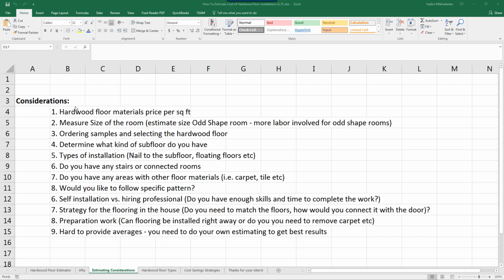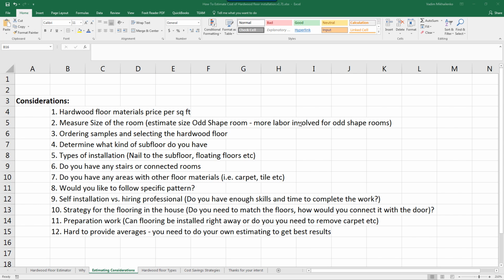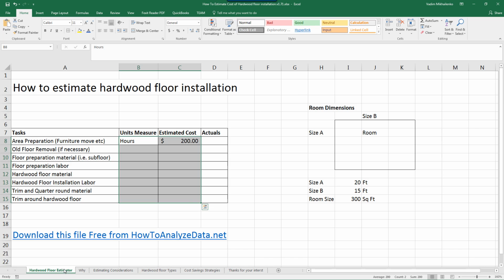So as we're approaching the main part of the estimation, let's take a look at different considerations that you want to make sure you account for when you look at hardwood floor estimation. What we're looking at, number one, is that material is priced per square foot. That's why, if we go back to the estimator, it's important for you to measure your room first, right? So you want to know size A and size B. You might be asking, okay, what if I have a more odd-shaped room, right?